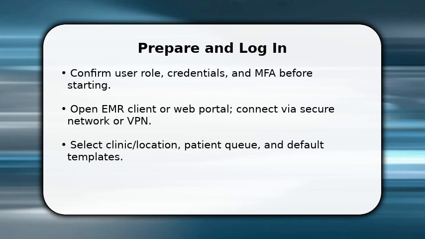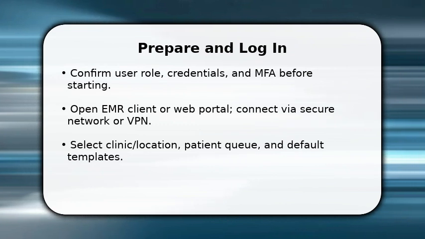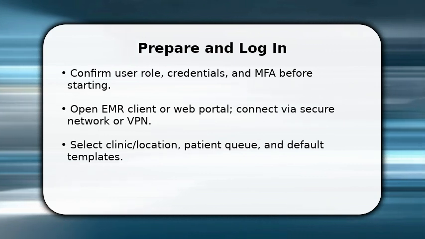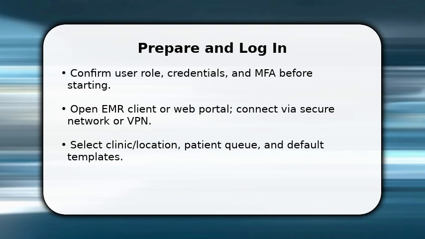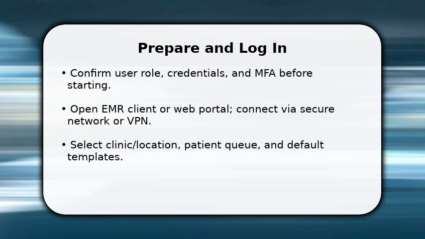You start by verifying your role and multi-factor access so you can access the right views. This prevents chart errors. Once authenticated, open the EMR client or secure web portal and choose the correct clinic or location to load relevant defaults. Make sure the patient queue and your provider template are active. This speeds documentation. Then load a test chart to confirm permissions, because early checks avoid later rework and protect patient data.